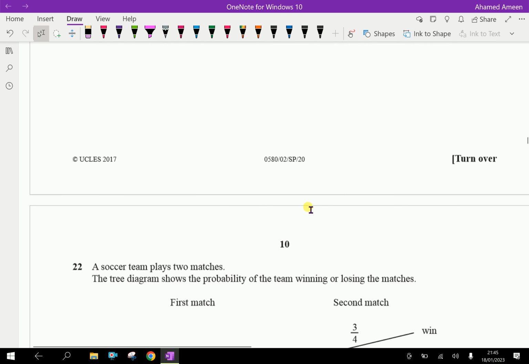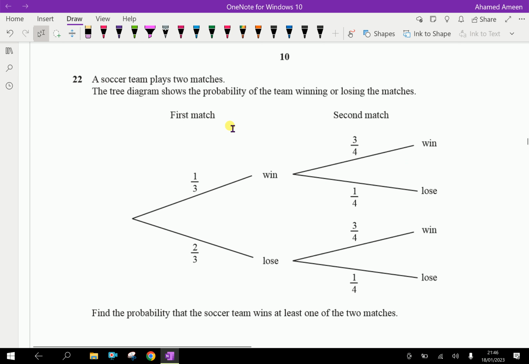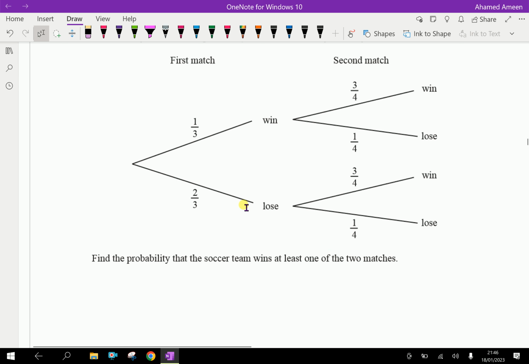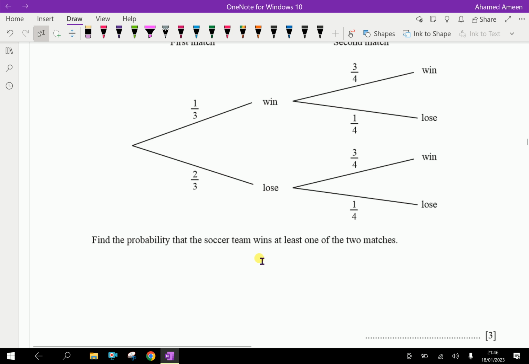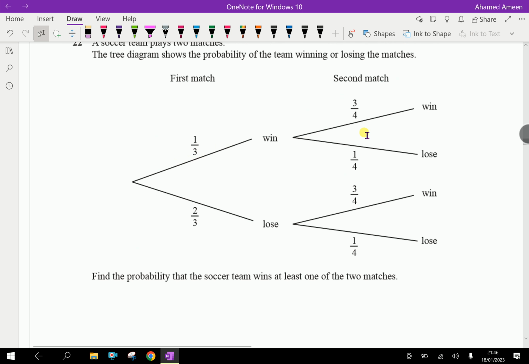Next, proceed. A soccer team plays two matches. The tree diagram shows the probability of the team winning or losing the matches. Here we have to find the probability that the soccer team wins at least one of the two matches. Here win is possible in the second match also. First match win, second match lose, this also is at least one win. Next, from here, lose, lose must be excluded, because both are lose. The given condition is at least one of the two matches should be won.